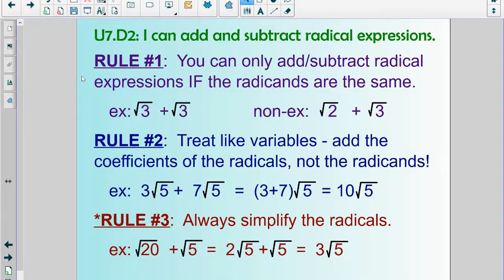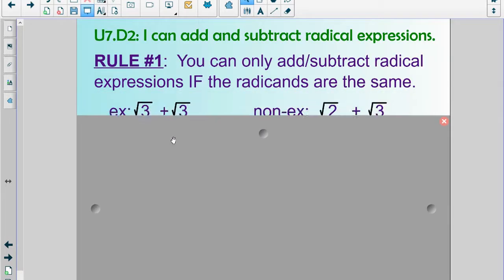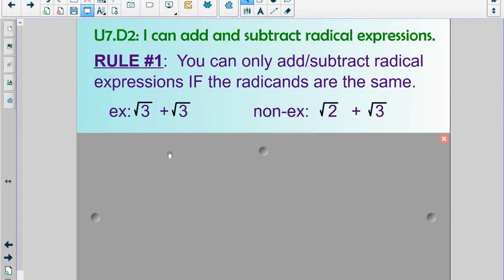All right, in our lesson today, we're going to take a look at adding and subtracting radical expressions. And I want you to keep these three rules in mind anytime you are asked to add or subtract radicals. The first rule says that you can only add or subtract radical expressions if the radicands are the same. Remember, the radicand is that number or that expression that's underneath or inside the radical.